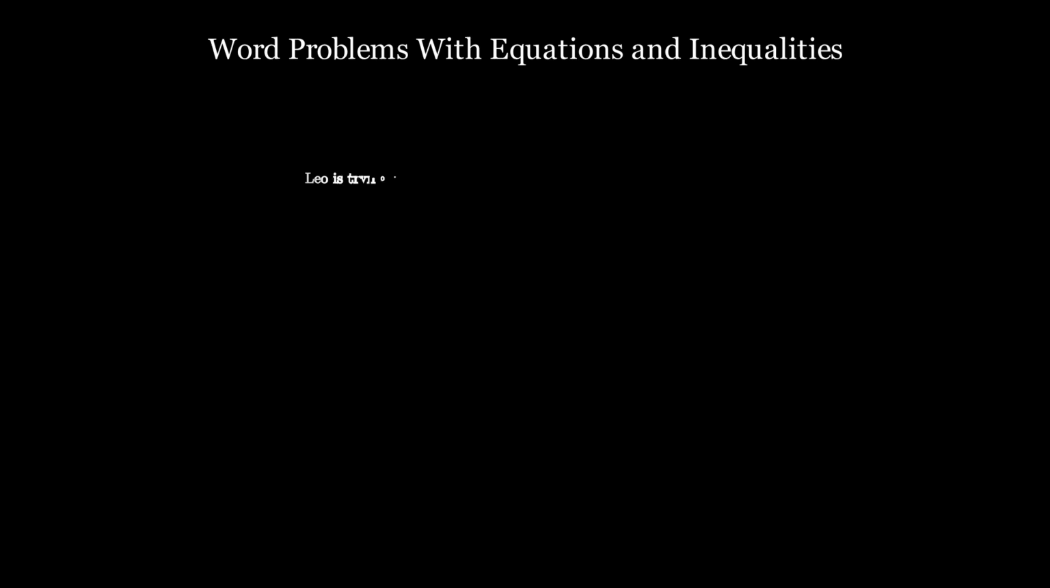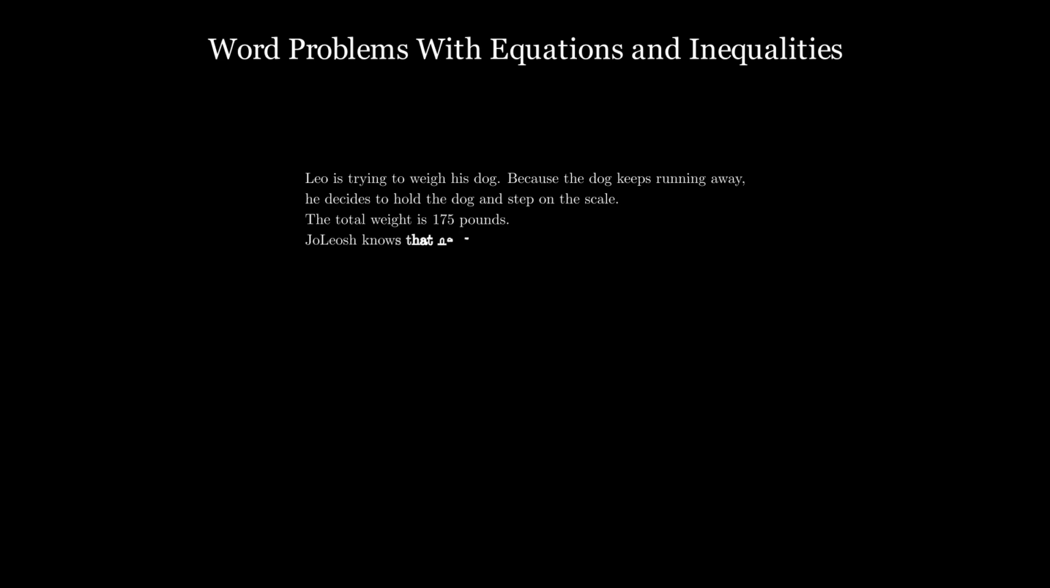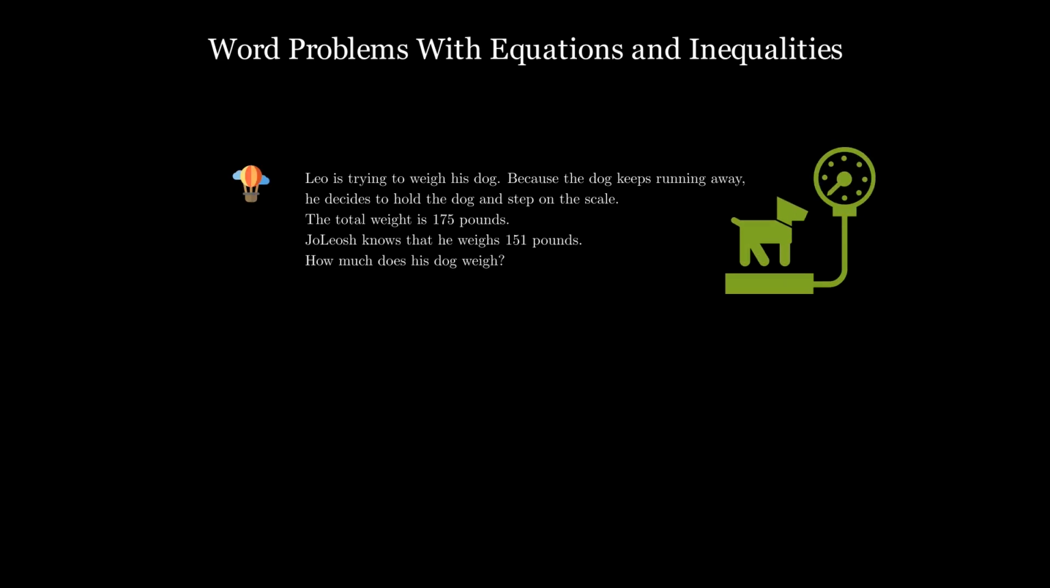Leo is trying to weigh his dog because his dog keeps running away. He decides to hold the dog and step up on the scale. The total weight is 175 pounds. Leo knows that he weighs 151 pounds. How much does his dog weigh? So let's solve this problem together.